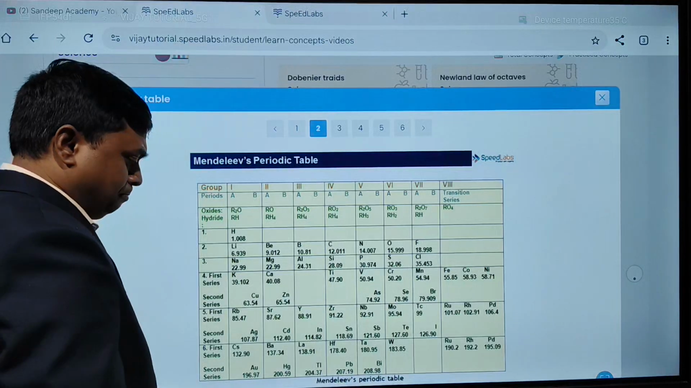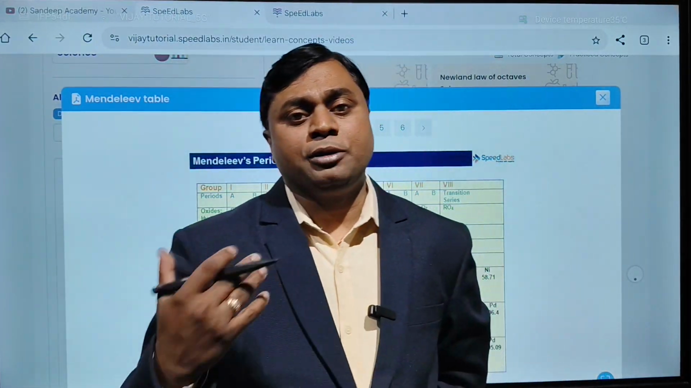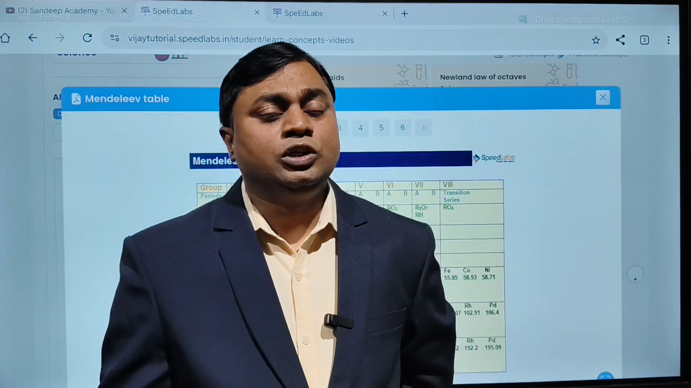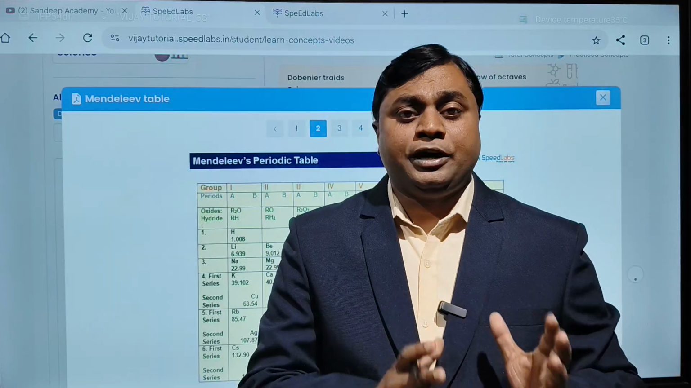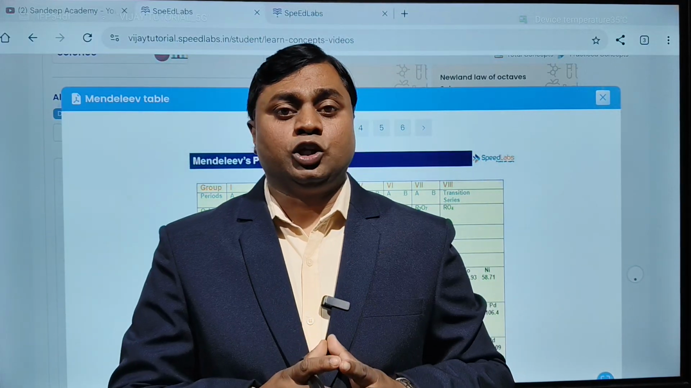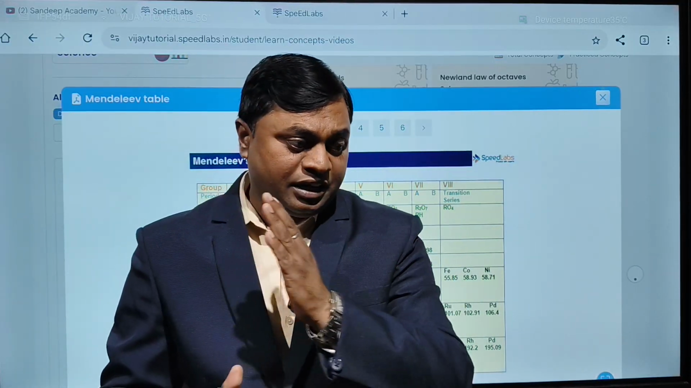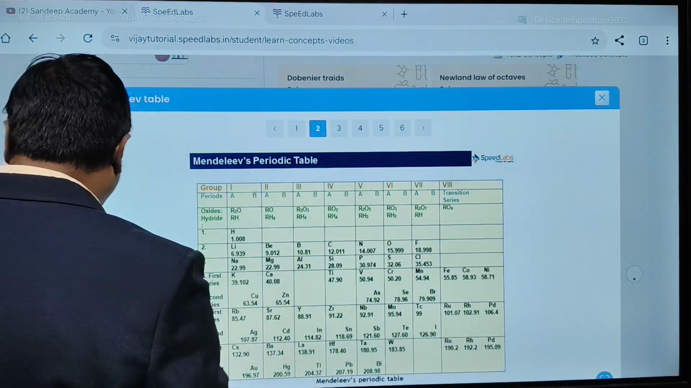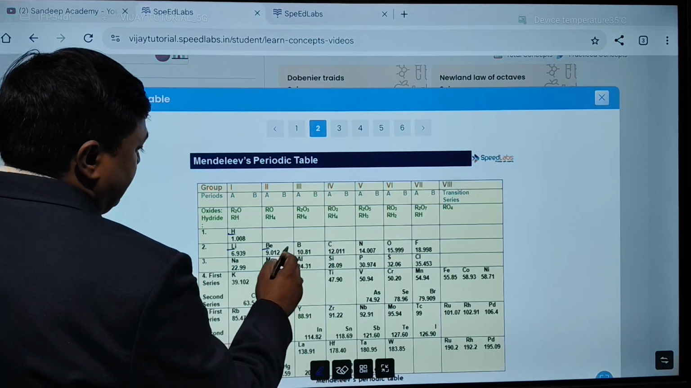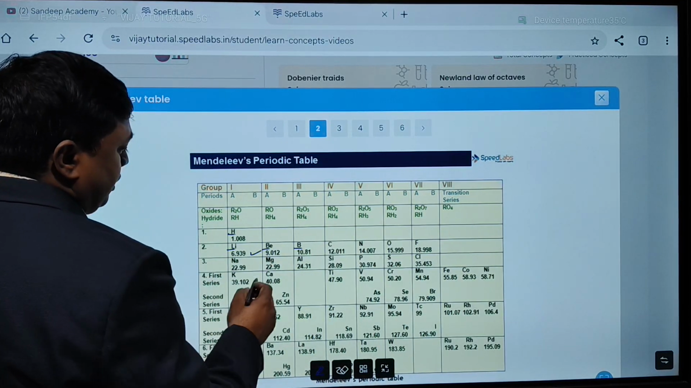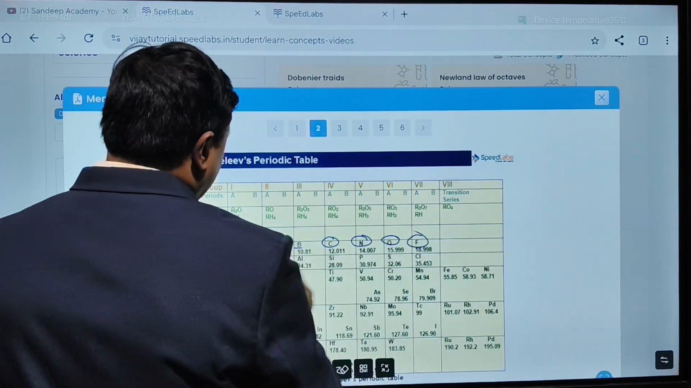His basis of classification was increasing order of atomic masses. They may ask you to define Mendeleev's periodic law. You should say: the properties of the elements are the periodic function of their atomic masses. It means the elements were arranged in increasing order of atomic mass. You can see hydrogen, lithium, beryllium, boron. Atomic mass of lithium is 6.9, beryllium 9. Like that, increasing order of atomic mass is there. Correct or not?